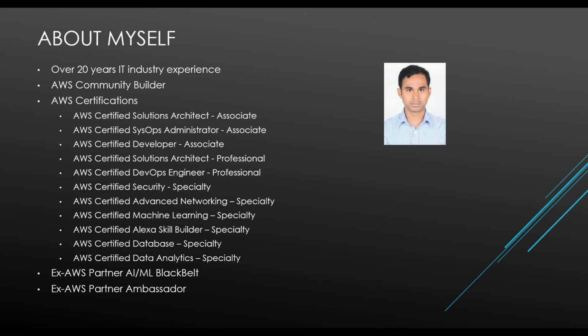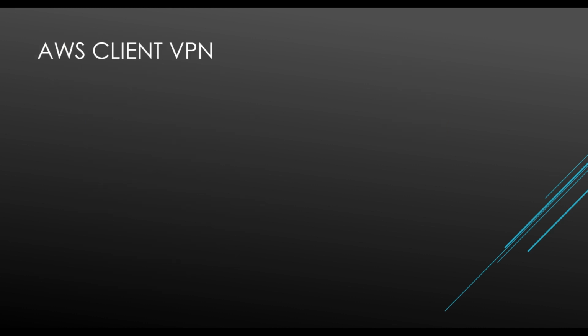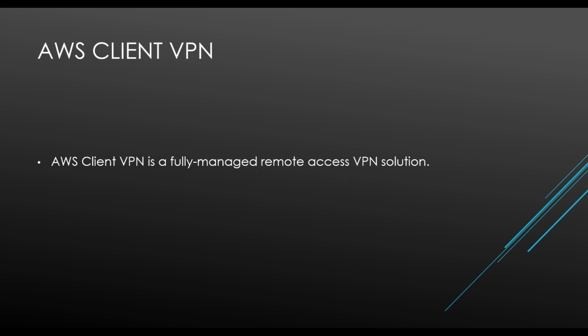Let's quickly see what AWS Client VPN is. AWS Client VPN is a fully managed remote access VPN solution used by your remote workforce to securely access resources within both AWS and your on-premises network. AWS Client VPN is fully elastic. It automatically scales up or down based on demand. When migrating applications to AWS, your users access them the same way before, during, and after the move.